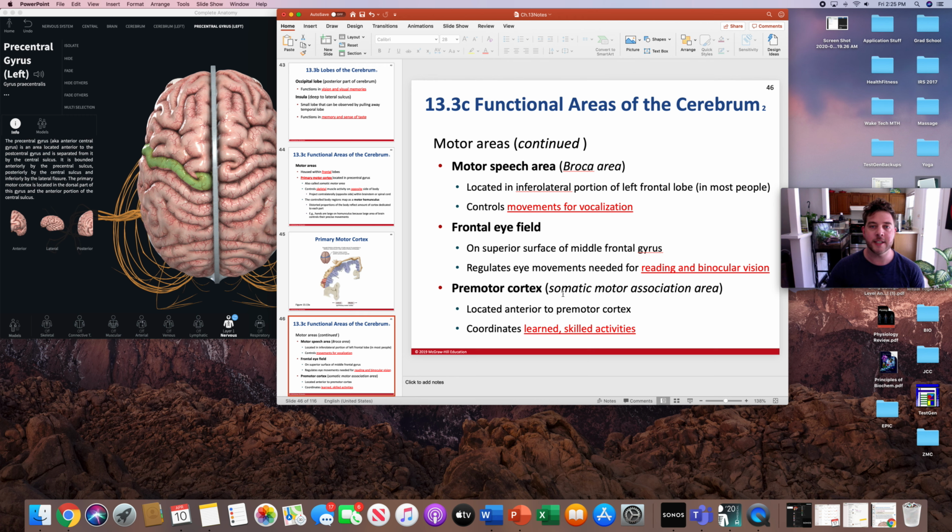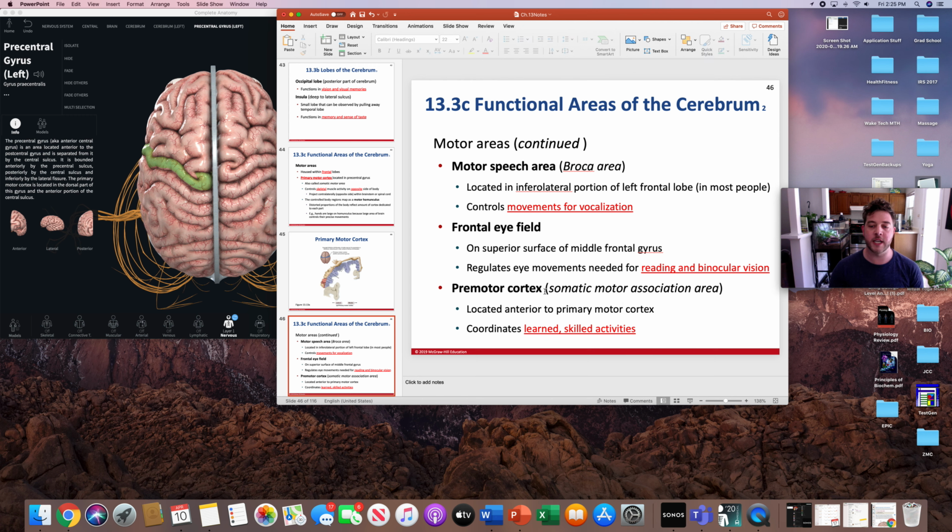Your premotor cortex is located anterior to, hold on, that's not right. Primary motor cortex. I think it's, yeah, says premotor cortex. Change your notes to say primary motor cortex. That's what it should say.